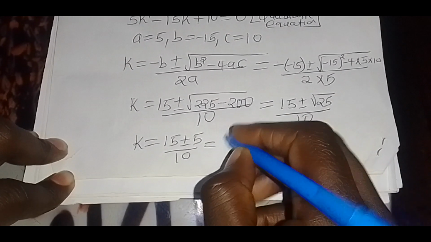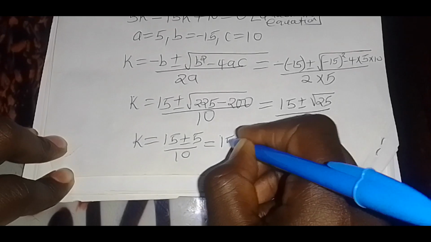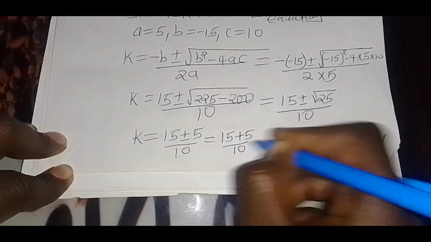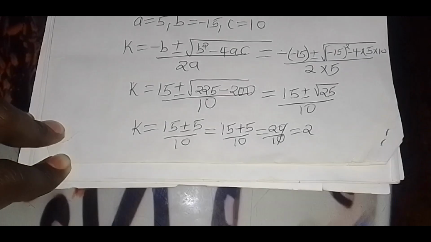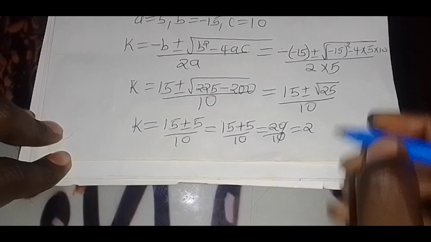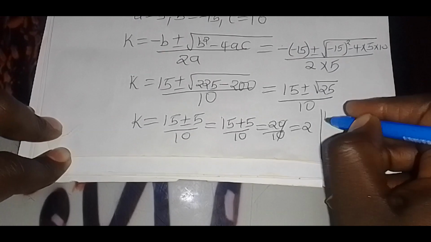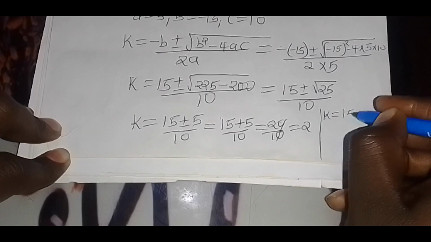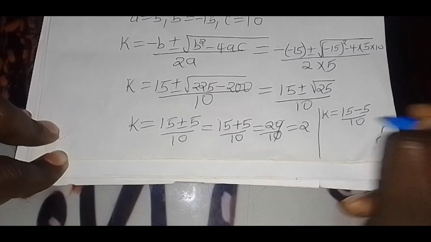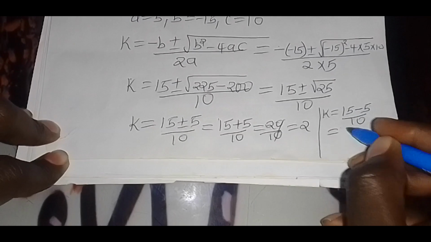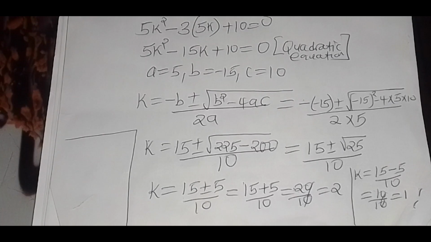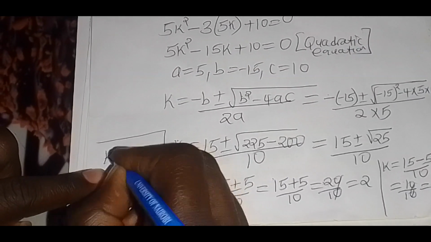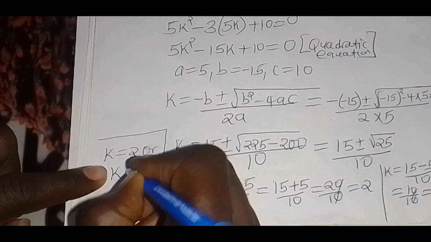So the first value of k is 15 plus 5 divided by 10, which is equal to 20 divided by 10, which is equal to 2. That's the first value of k. While the second value of k will be given by 15 minus 5 divided by 10, and 15 minus 5 is 10 divided by 10. So we have two possible values of k. The first one is 2, or k is equal to 1.